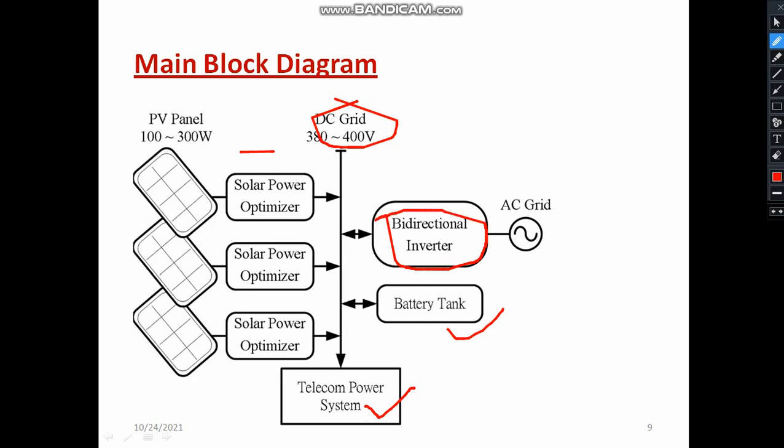I am going to give one tip: you can design a bidirectional converter for your degree or for your research work. I haven't done the bidirectional inverter. If you want, you can design the bidirectional inverter. Using the bidirectional inverter, you can supply power from the DC grid to the AC grid. So this is one of the projects.